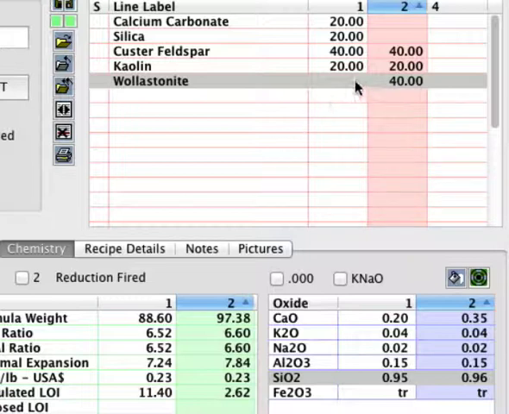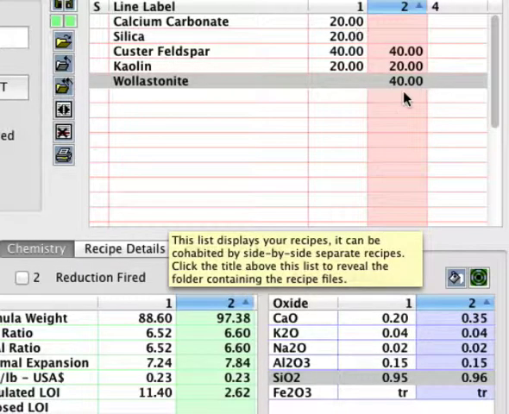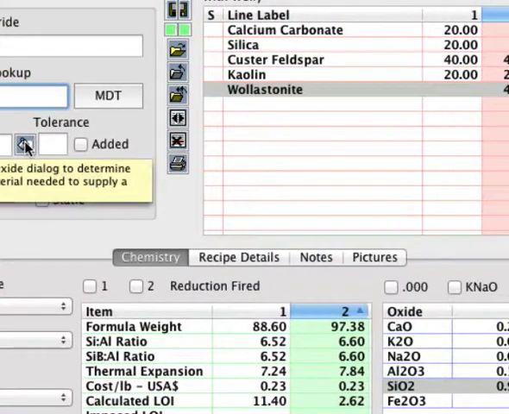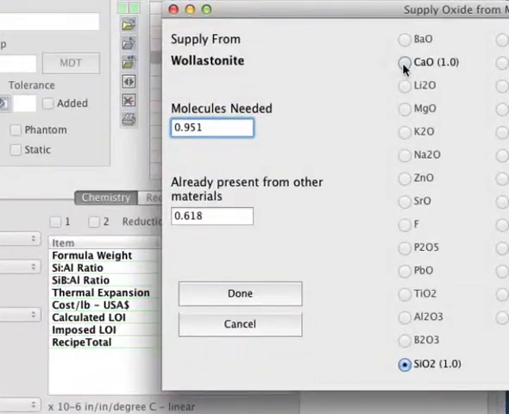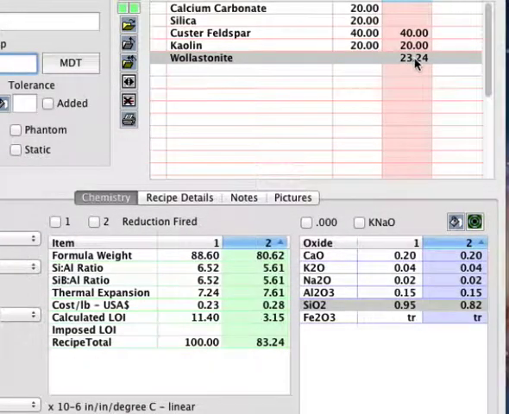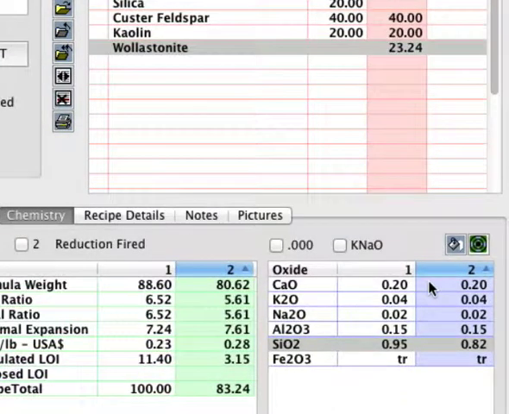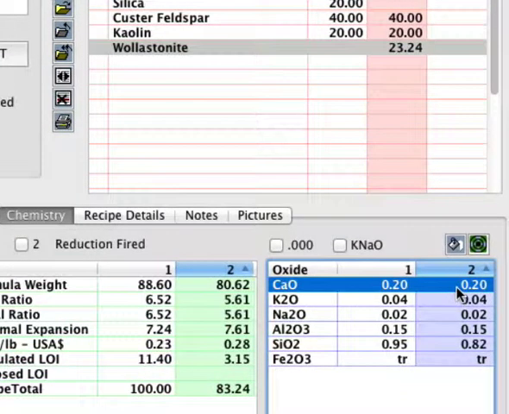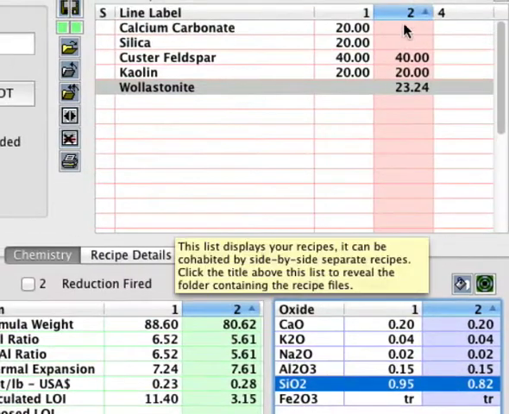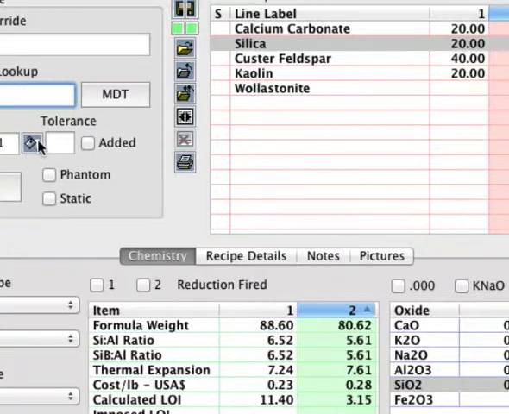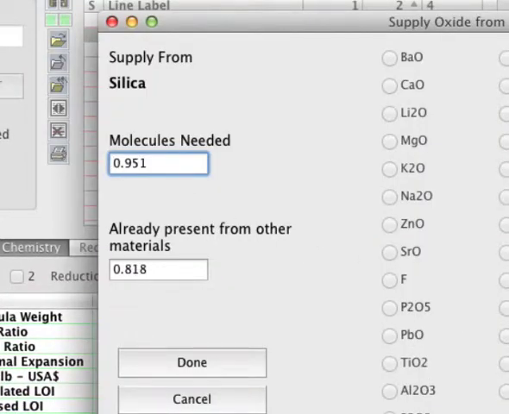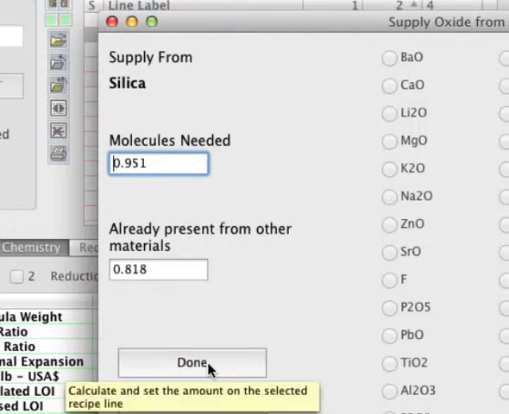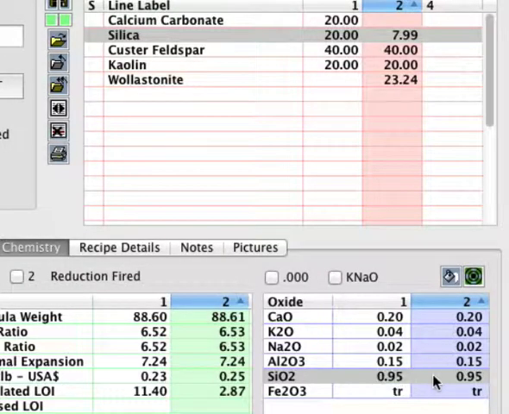Now let's do this substitution correctly. I want to supply CaO from wollastonite equal to that being supplied by calcium carbonate. So I've got recipe 2 selected. I'm going to click the supply button and I'll tell it that I want CaO. It already knows that I want 0.2, so I'll go done. So it has calculated that I need 23.24 to match up my calcium oxide. And now I need some silica. So let's go up here and I'll click supply. Silica is already chosen. It already knows what I need by looking at recipe 1. I'll click done. And now it's matched.